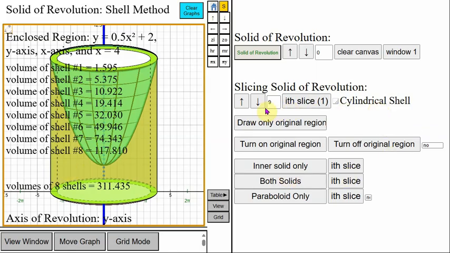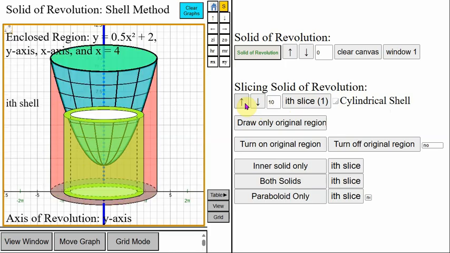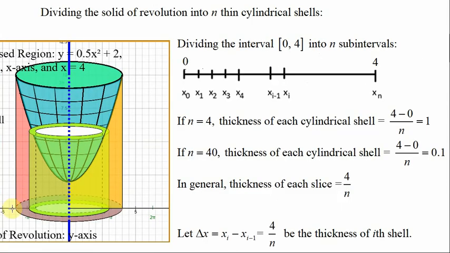But what if we want to divide it into many shells, so that we can get the exact volume of this solid of revolution? This is what an ith shell would look like. Let's go find the volume of this ith shell. Notice that the radius of the shell ranges from 0 to 4.